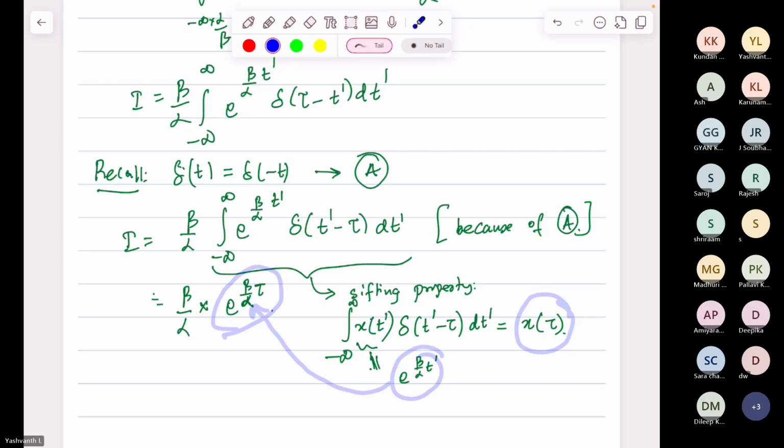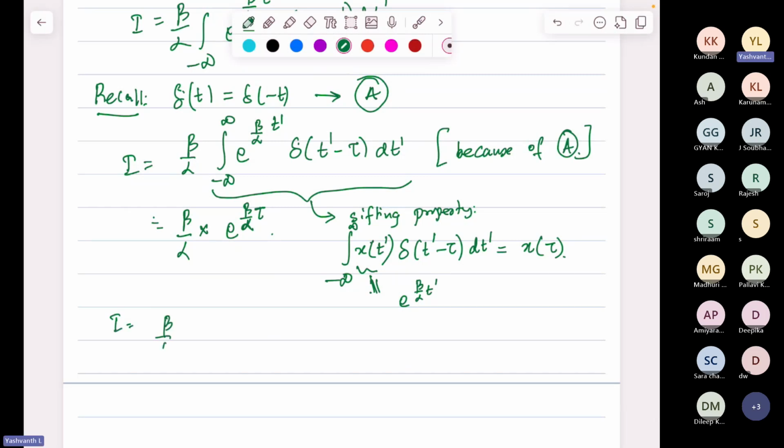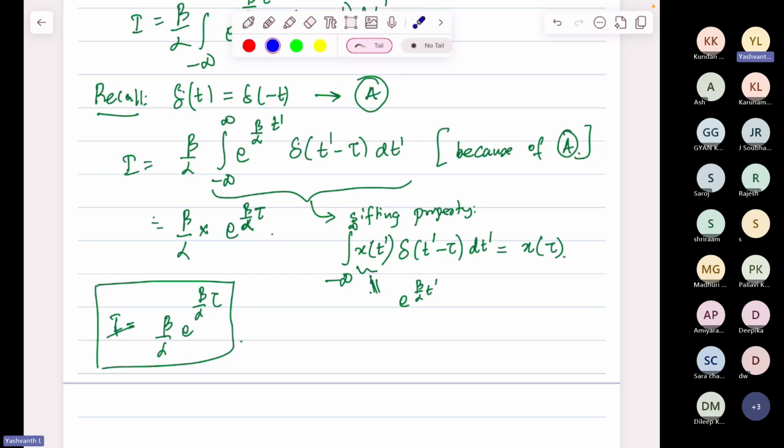Yes, sir. So that's all. This is the answer. The integral is I equals beta by alpha into e power beta by alpha into tau. So we have just used the properties of the impulse function, namely that it's an even function, and the shifting property of an impulse function.